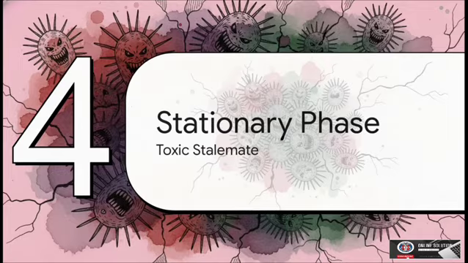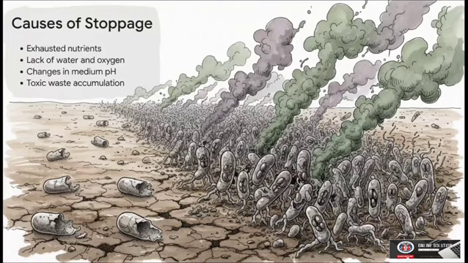But as we know, this aggressive expansion eventually hits a wall. Welcome to Section 4, the stationary phase, a toxic stalemate. That rapid exponential growth screeches to a complete halt. In this stationary phase, the death rate of the bacteria begins to exactly equal the replication rate, which totally flattens out the curve. And this happens entirely due to a brutal progression of cellular stressors.